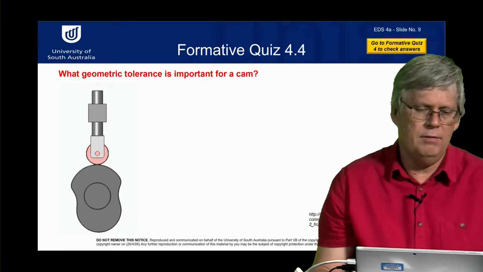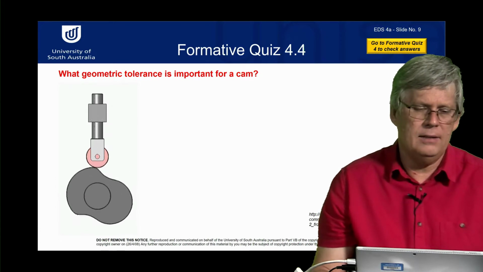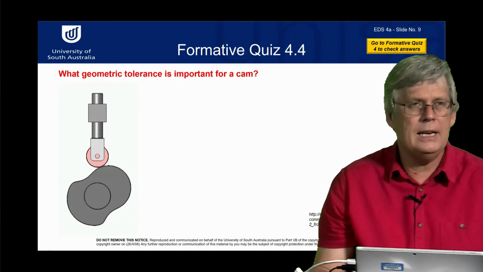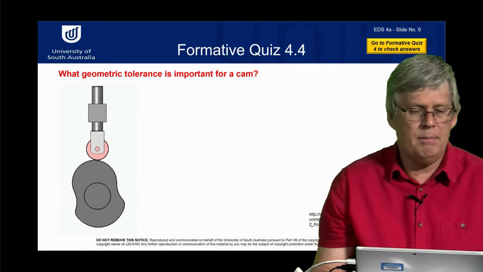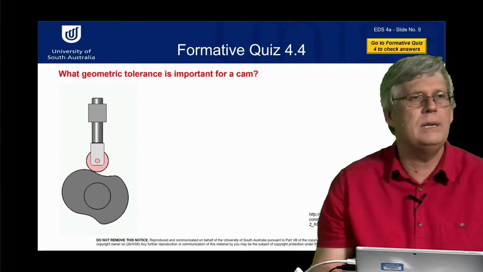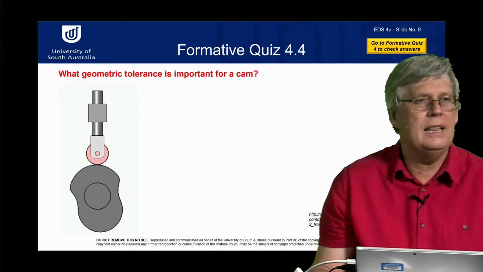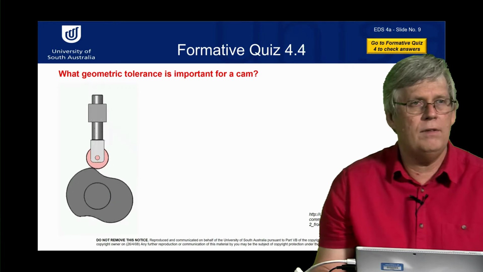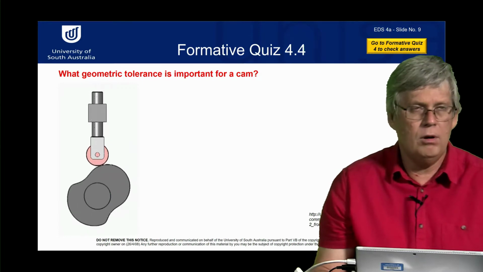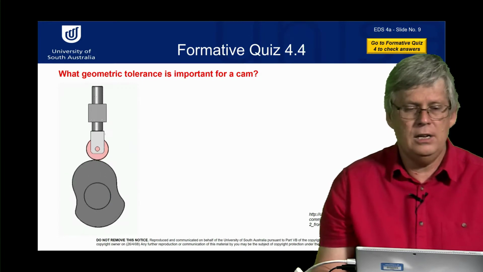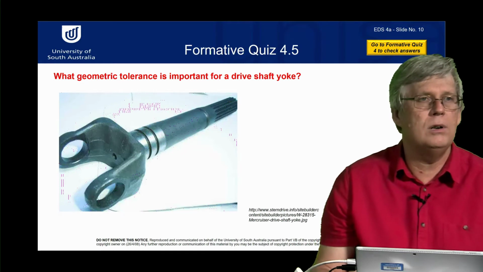Here's another one. If we want this cam to operate correctly, we need to have that profile just right. With a geometry tolerance, we can say how accurate that needs to be to the profile for that to work. So there can be a profile tolerance here. So you can see the way geometry tolerances work.